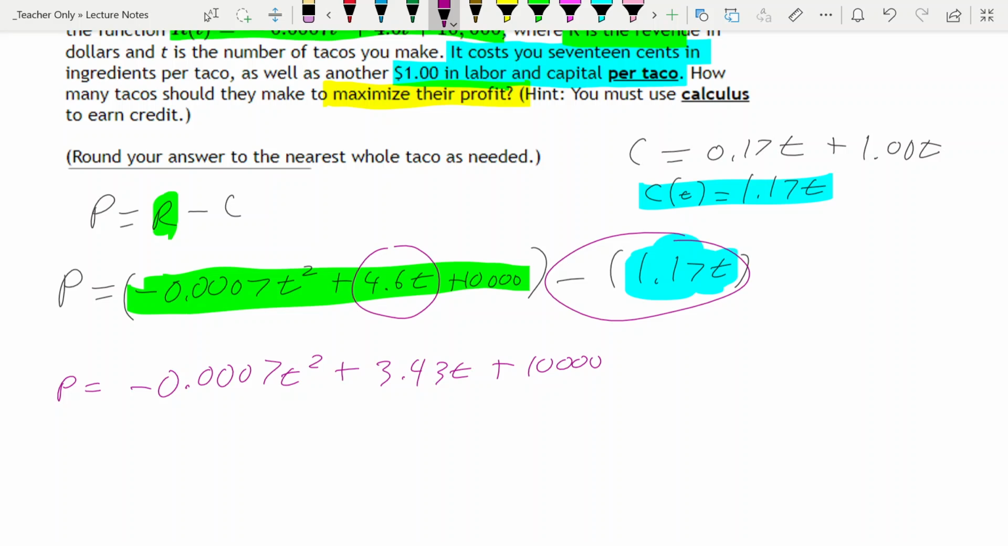So now let's say, to maximize the profit, that's code word of calculus for derivative. So we're going to go ahead and take the derivative. And this is a power rule. Even though we got this huge decimal in the front, we don't care. It's just a constant. So we're going to take our two out to the front and multiply. That's going to give us 0.0014t plus, now the derivative of 3.43t, the t becomes just one. So that's going to leave us with 3.43. And the derivative of the 10,000 would be zero.